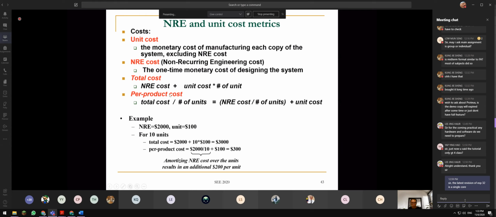But remember the per-product cost. If you have a lot of units, your NRE cost is divided by the number of units, so it will be diluted. Normally the NRE cost is very high. Why is it high? Because this is the time your team spends developing. You use your brain, you sit in the office day and night for 1 year to come up with that product. So that's why the NRE cost is very, very high.